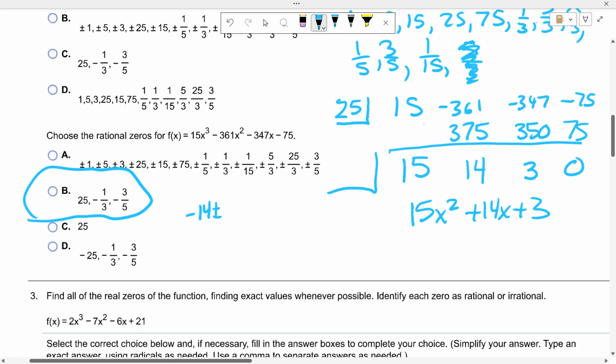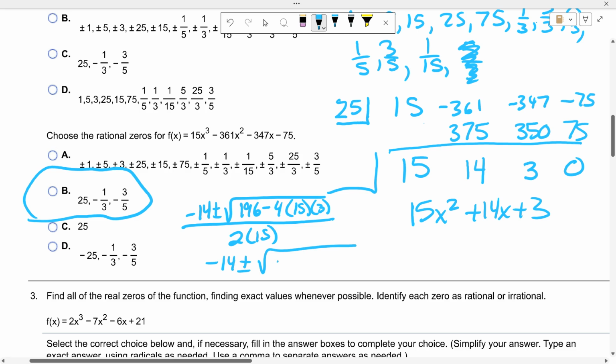Negative b plus or minus the square root of b squared. 14 squared is 196, minus 4ac, all over 2a. So it's negative 14 plus or minus the square root of 196 minus 180, over 30, which is negative 14 plus or minus the square root of 16 over 30.